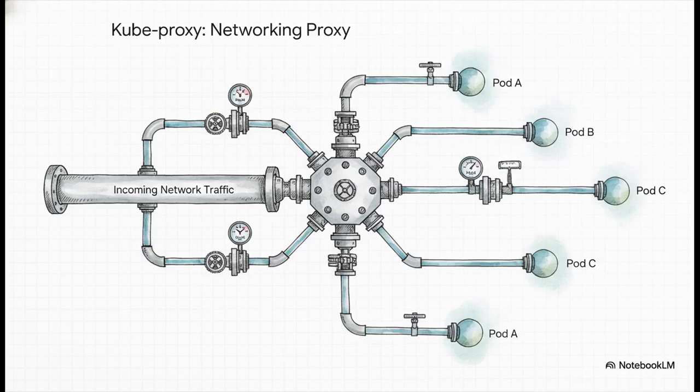Now, to ensure all that network traffic doesn't just hit a brick wall, kube-proxy acts as the node's dedicated traffic cop. It maps out routes and provides load balancing by running on each worker node as a networking proxy. It just makes sure that when a user tries to access your app, their request is routed safely, evenly, and efficiently to the correct functioning pod.